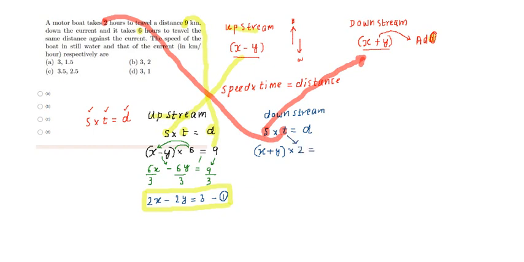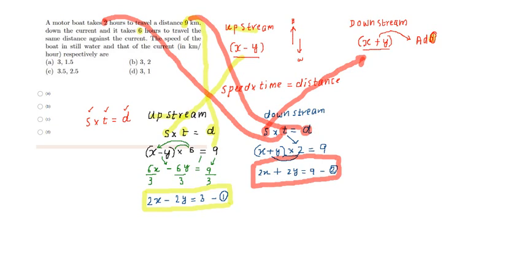Equal to has no change. Then what is the distance? They have said that it returns to the same position. That means D is also the same distance, which is 9. In some questions the distance may be varied, but it will be given. So again we have to simplify. 2 into x is 2x plus 2 into y is 2y equal to 9. We cannot cancel anything as there is no common factor. So this is the second equation.